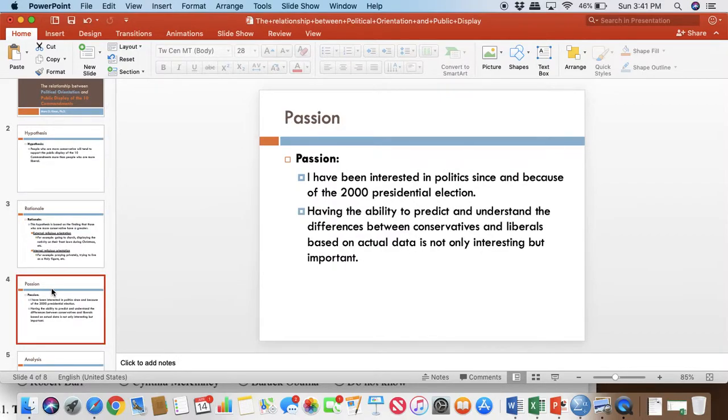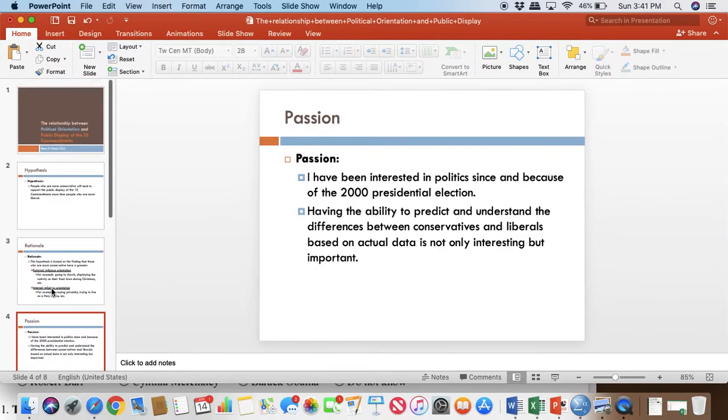Passion, so I wrote for my passion. You can write whatever you want. I've been interested in politics since and because of the 2000 presidential election. Having the ability to predict and understand the differences between conservatives and liberals based on actual data is not only interesting, but important. Okay.